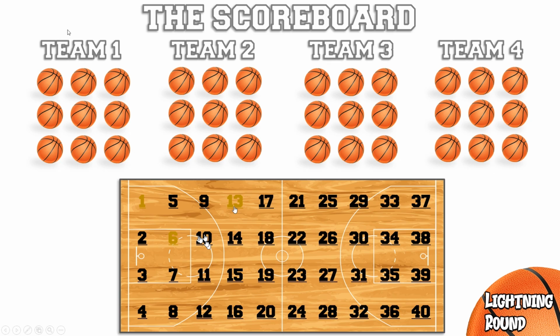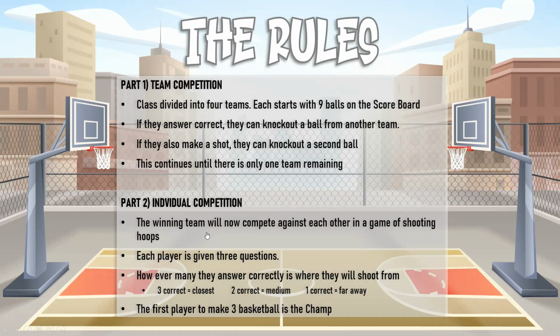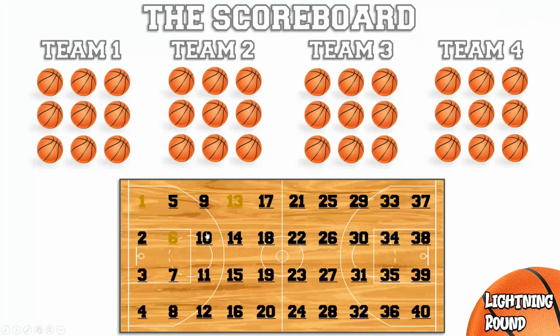So the game mechanics work like this. The class is going to be divided up into 4 teams. Each of you is going to start with 9, I'm going to call them balls, on the scoreboard. That's what you can see right here, these 9 balls, or basically 9 lives. Oh, that's a good way, 9 lives. We should have called it that instead of basketball. No, we're sticking with it. You've got 9 lives. The last team with lives is the one that's ultimately going to win.